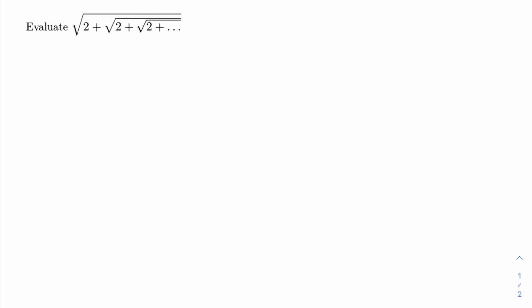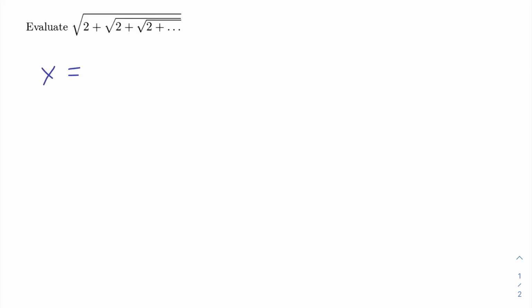We are asked to evaluate the square root of 2 plus the square root of 2 plus the square root of 2, and this keeps on going on forever. What makes this problem really hard to solve is the fact that it keeps on going forever. So, to make it easier, we have to find a way to eliminate this repeating pattern. And here's how we can do this.